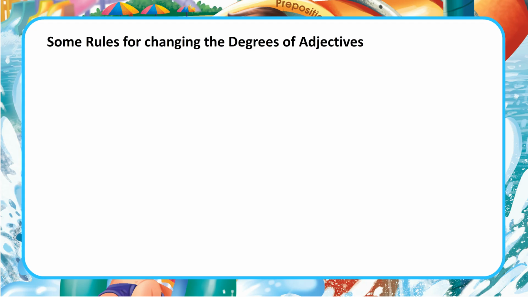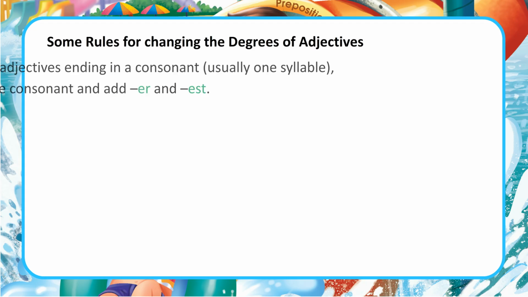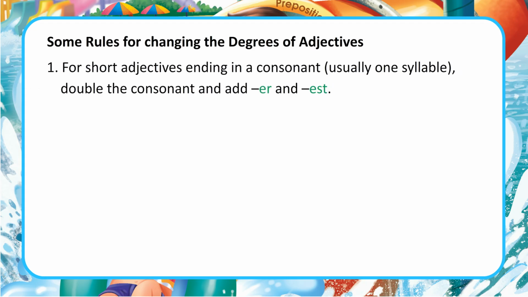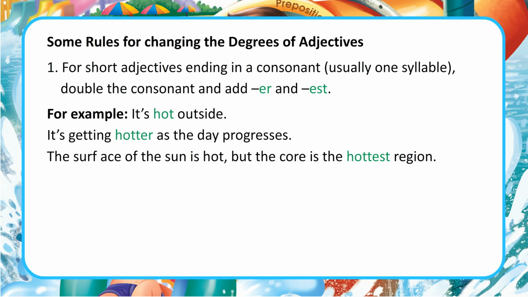Some rules for changing the degrees of adjectives. 1. For short adjectives ending in a consonant, usually one syllable, double the consonant and add -er and -est. For example, it's hot outside. It's getting hotter as the day progresses. The surface of the sun is hot, but the core is the hottest region.